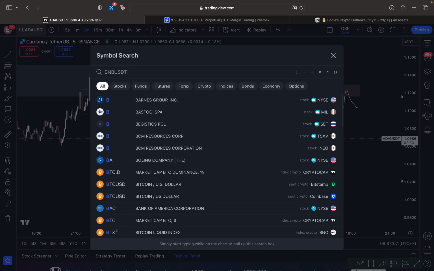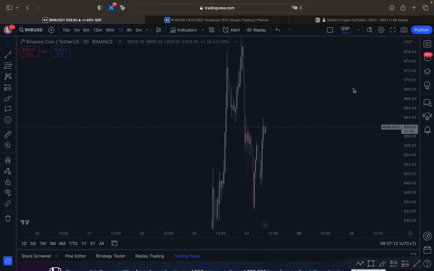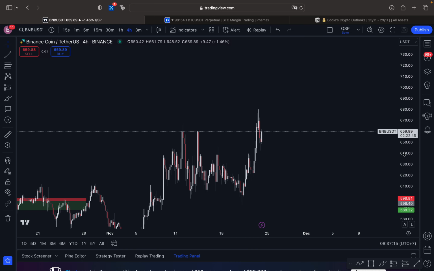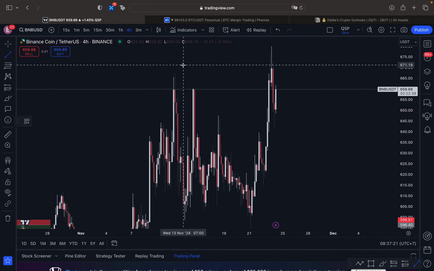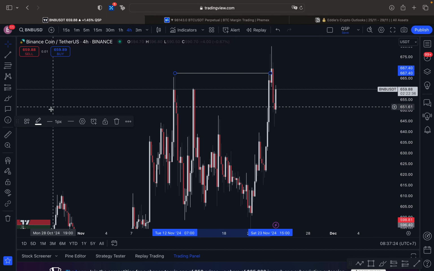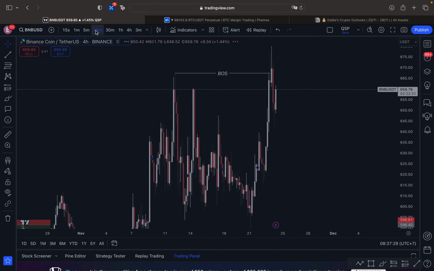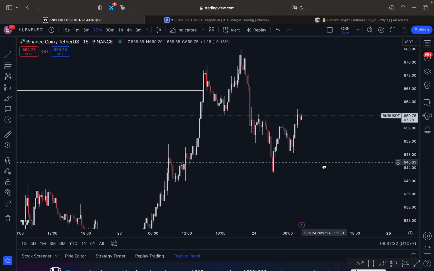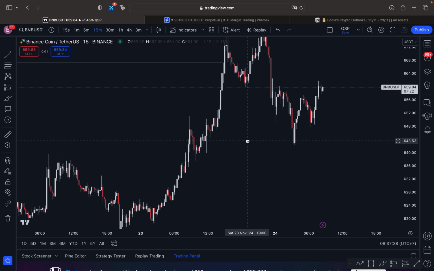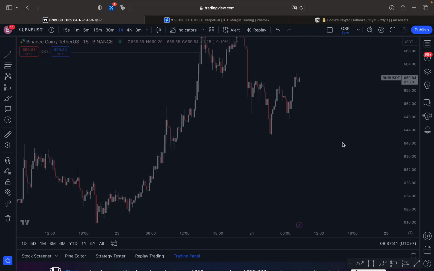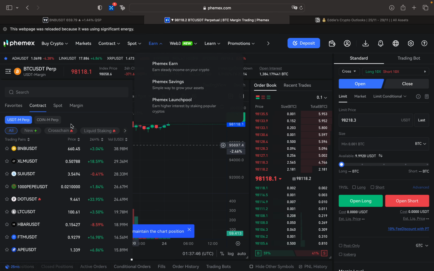BNB. M5, M30, H1, H4. Okay, clearly bullish. I'm just gonna mark this break here. So we had a H4 breaker structure, and then now we want to see what we can look inside here. So M15. I'm not gonna force it. I can't see anything. Alright, we're gonna move on.